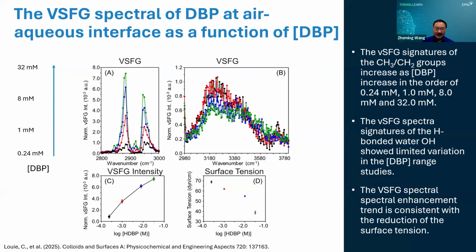And I think the rest of a couple of slides, I'm not going to spend too much time. Basically, as DBP concentration increases, we definitely see that the CH groups increase, as shown in the top left panel and plotted in the lower left panel. And through surface tension studies, we see that by increasing the organics, we reduce the surface tension. That indicates that we get more organic molecules on the surface.